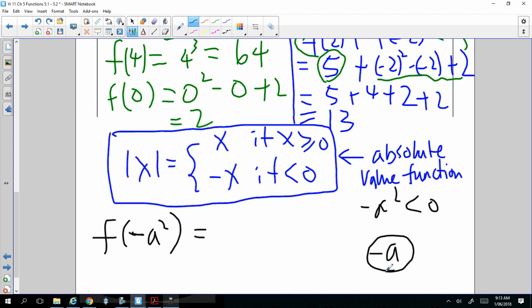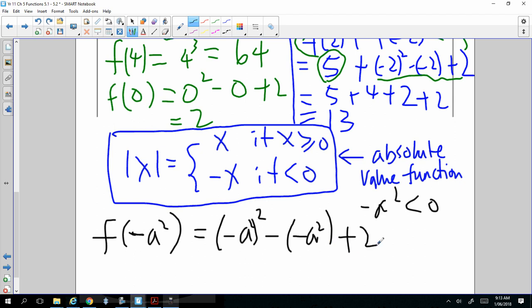So therefore, my answer will be negative a squared minus negative a squared plus 2. So where I see the x, I replace it by negative a squared. Oh, that's good. You're pretty bright. Okay, very good. So you get a to the power 4. I'm impressed. Plus a squared plus 2. I thought you all would be very confused, but it's all good. You're very 5.1, 5.2 today. Thank you very much.